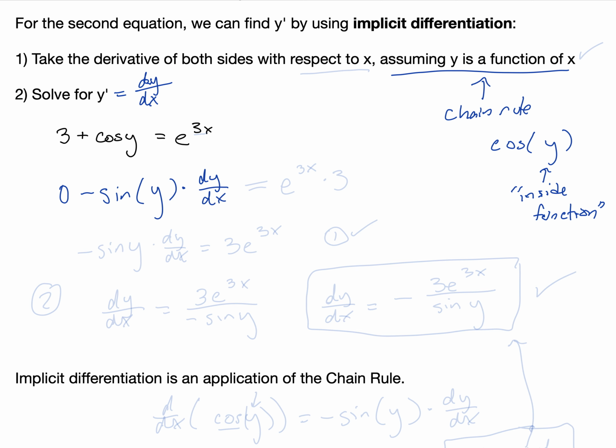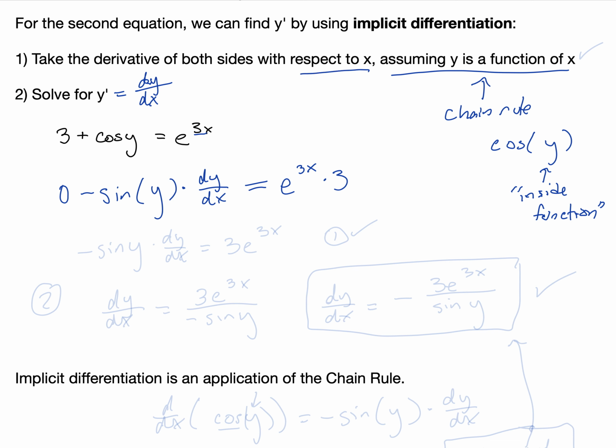We don't know what the derivative of y is with respect to x. That's what we're trying to solve for. We're just writing the derivative of y as dy dx. We could also write that as y prime. Now we're taking the derivative of the right-hand side, the derivative of e to the 3x. Again, we're using the chain rule there. The derivative of e to the something is e to that something, multiplied by the derivative of the inside. The derivative of 3x is just 3. x is the independent variable, so we're taking the derivative of both sides with respect to x.